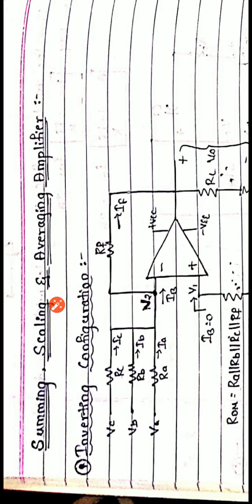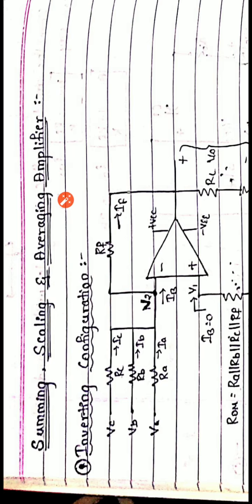So now we will start with the next topic. That is summing, scaling and averaging amplifier. Summing means I have to add the given input signals and amplify it at the output side. Scaling means for different factors, the respective input signal is amplified at the output for the different factors. So that I will explain in the derivation.